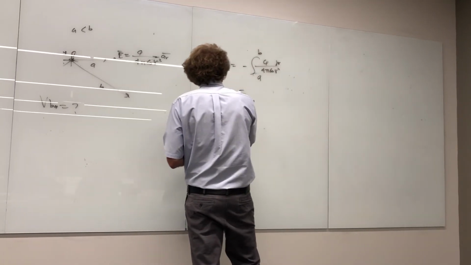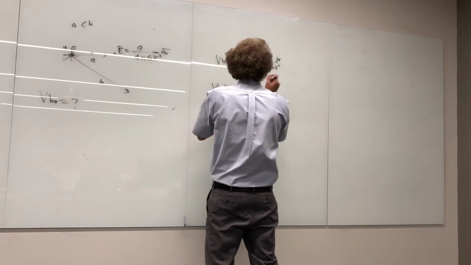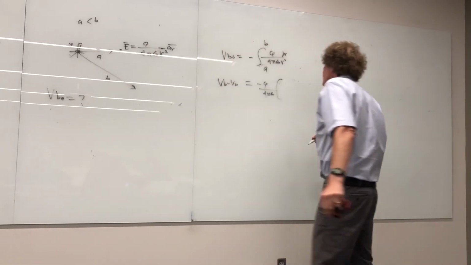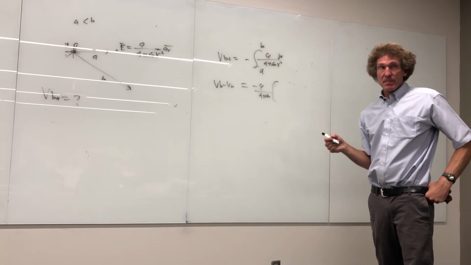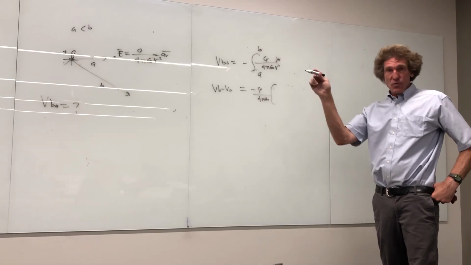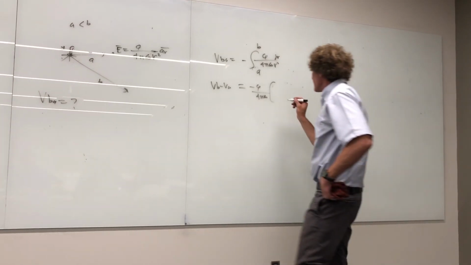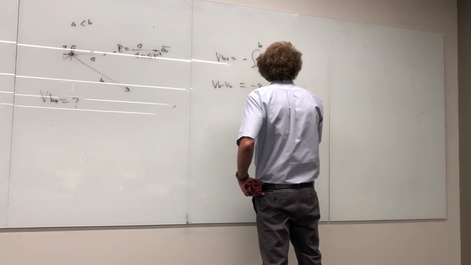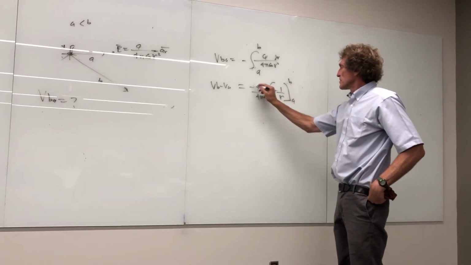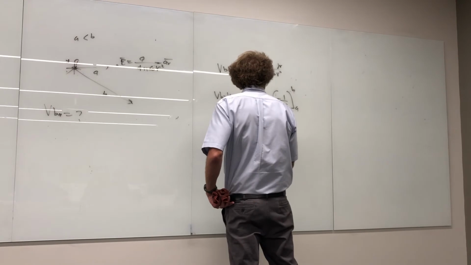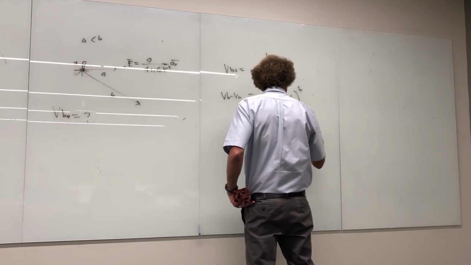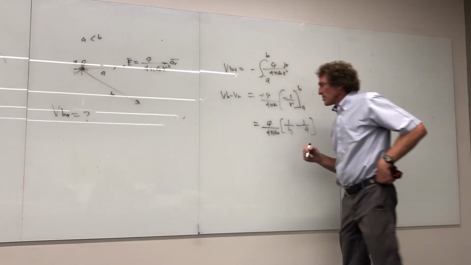Now that means I have VB minus VA equal to minus Q over 4 pi epsilon naught. And here, what is 1 over R squared dr integrated? It's going to be minus 1 over R, right? So I have minus 1 over R evaluated from B to A. You'll notice there's 2 minus signs. So now I have this equal to Q over 4 pi epsilon naught times 1 over B minus 1 over A.